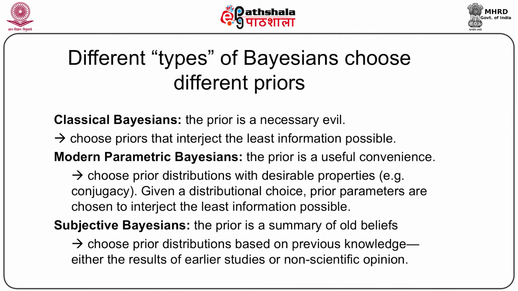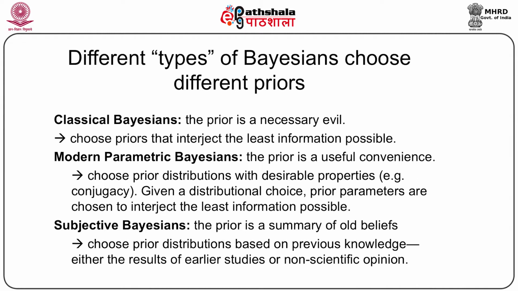We'll talk about how different types of Bayesians choose different priors. For classical Bayesians, the prior is necessary. They choose priors that interject the least information possible. Modern parametric Bayesians choose the prior as a useful convenience. They choose a prior distribution with desirable properties, for example, conjugacy. Given a distributional choice, prior parameters are chosen to interject the least information possible.